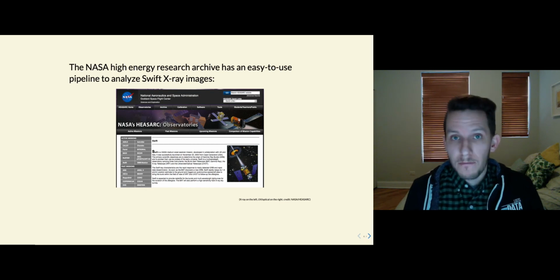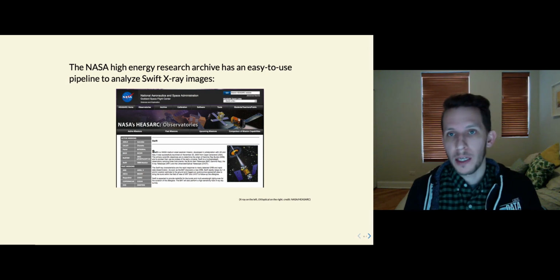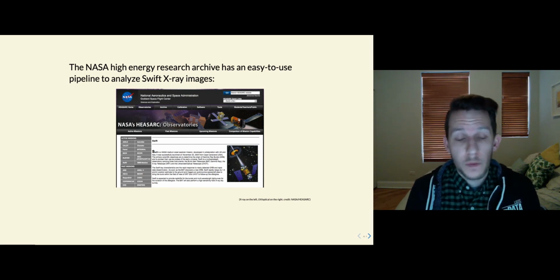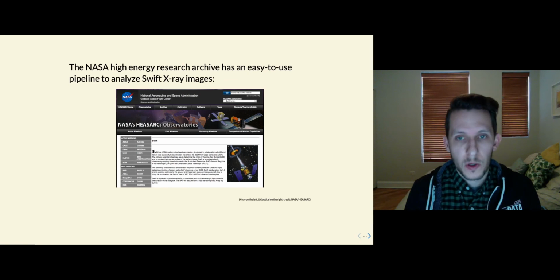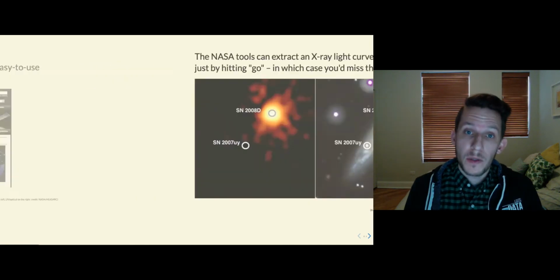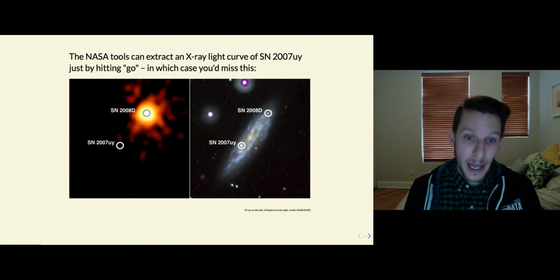And that's great. So for this example of Supernova 2007 UY, you could build that pipeline, you could hit go, you'd get a nice light curve, and you could be on your merry way, sticking that into some figure that you put into a paper on this unusual nearby supernova. Now, of course, if you did build such a pipeline and just hit go, you would have missed this.